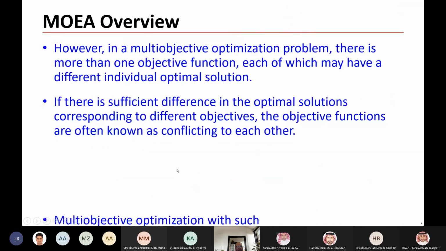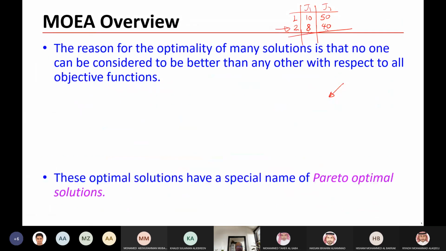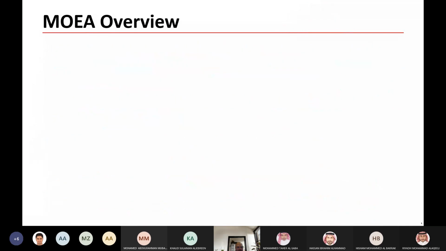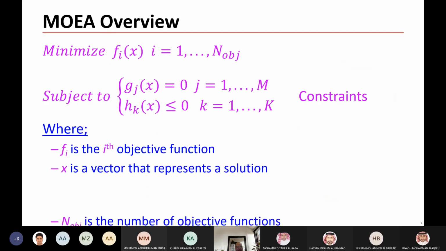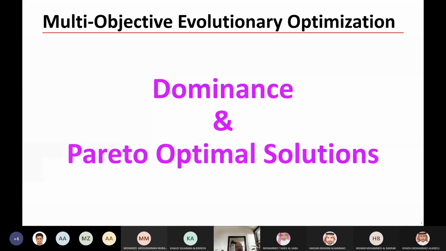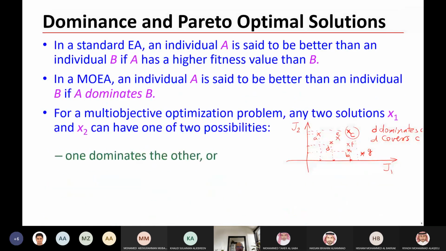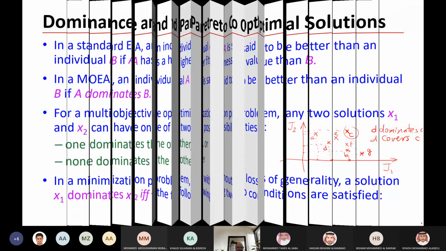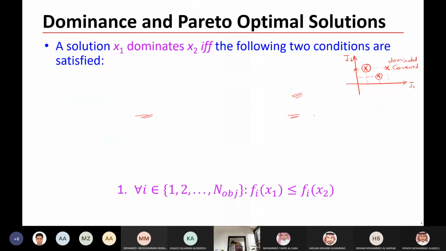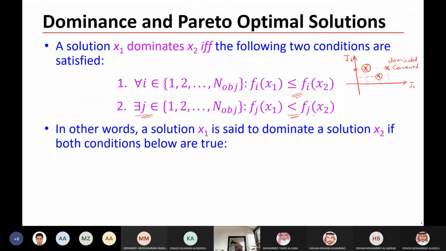Okay, so we went through all this part. This is the general formulation of the multi-objective optimization. You have several objectives that need to be optimized simultaneously. So we discussed the concept of dominance, conditions for the solution to be non-dominated or non-covered solutions.